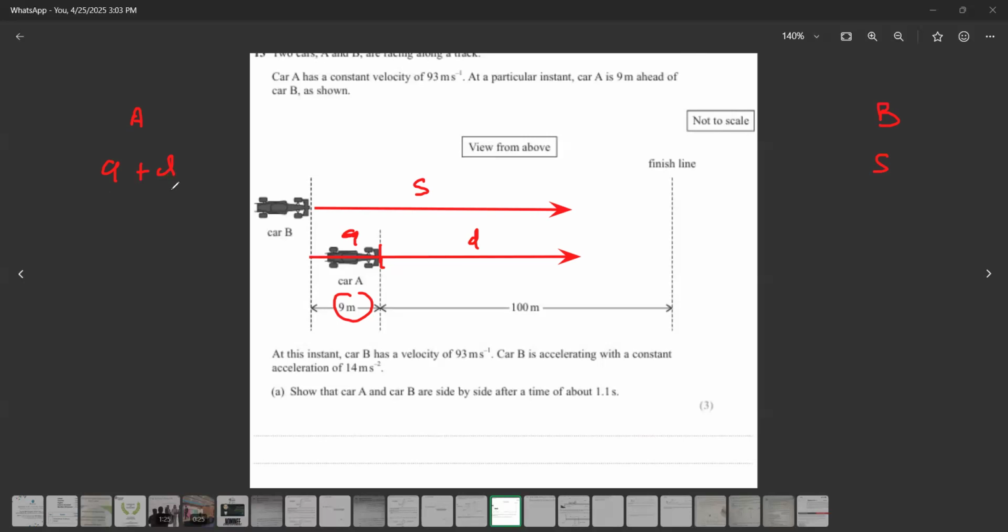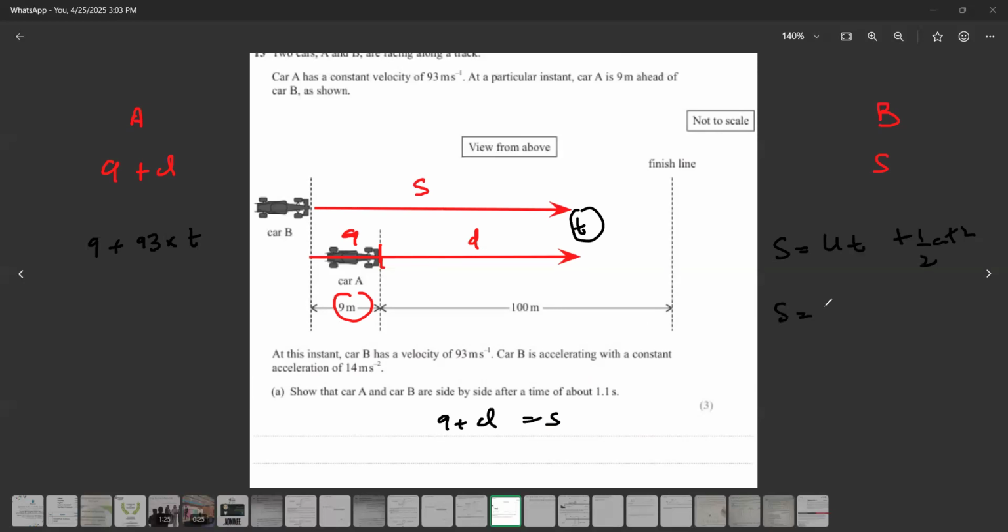Then we use a formula. For this one, car A is moving at a constant speed. Distance is speed multiplied by time, so this will be equal to speed 93 and the time we call T, where T is the time when they are side by side. And for B, we use the equation of motion because car B is accelerating. So S is equal to ut plus half at squared. The distance covered is the same, so 9 plus D is equal to S.